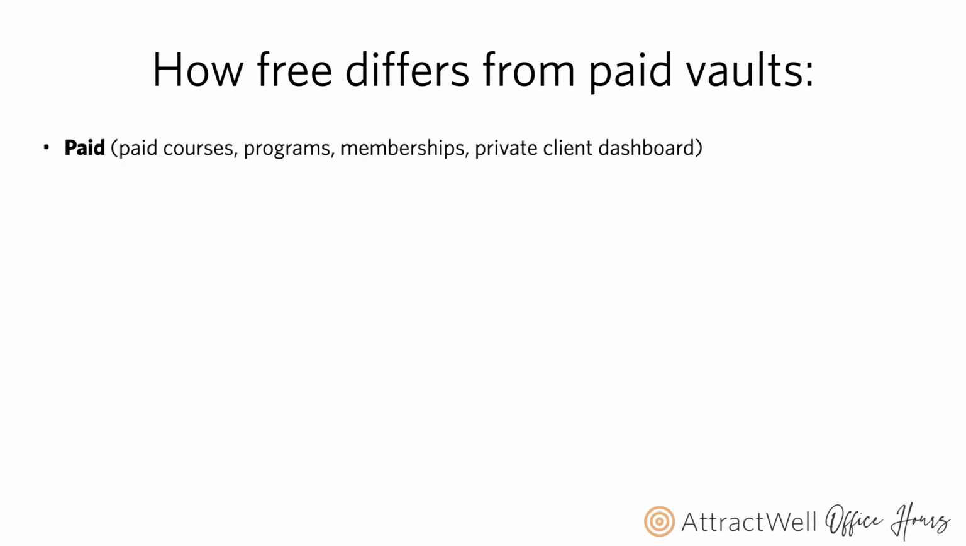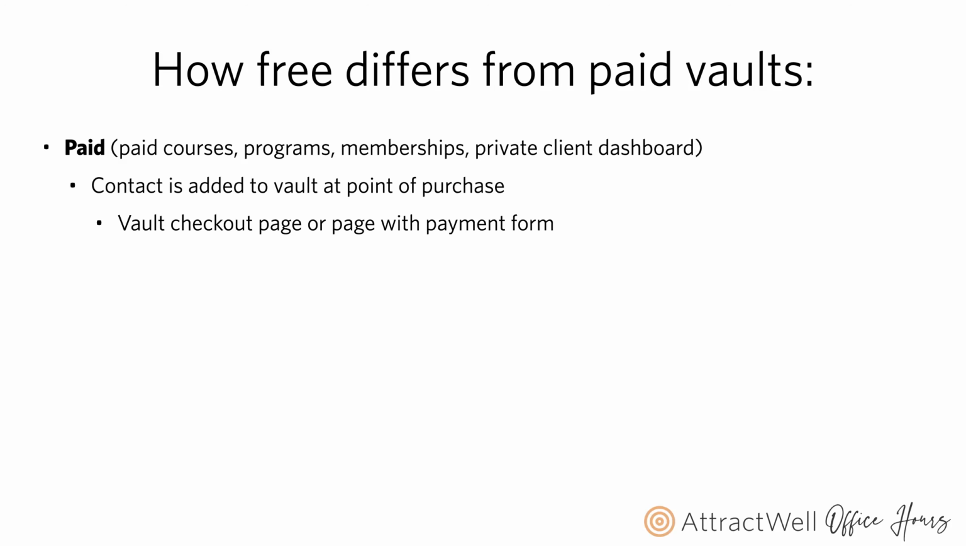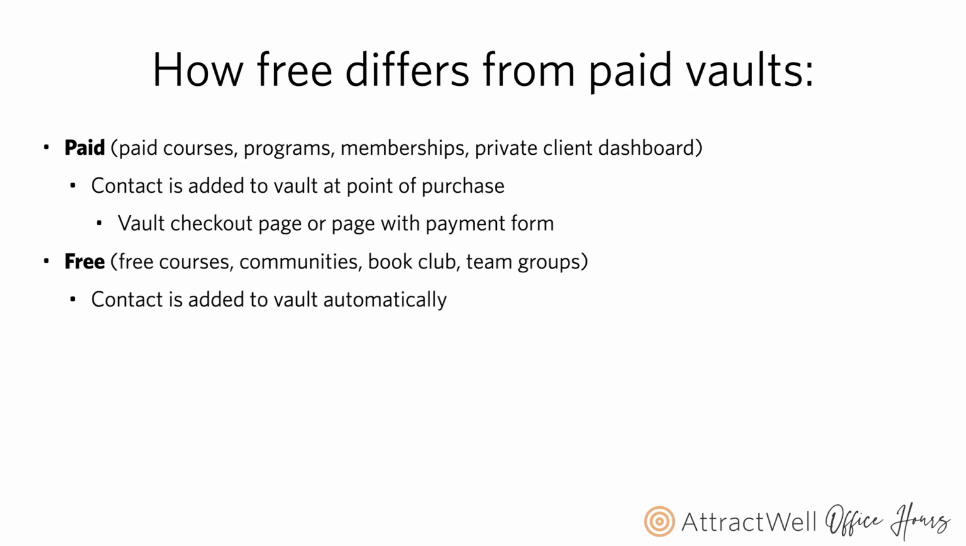So there's a few things that are a little bit different with the paid versus free. So first, if you've got a paid vault where you've got maybe a course, program, membership, or private client dashboard, you're going to be adding that contact to the vault at the point of purchase, right? So it's going to be on a vault checkout page or a page with a payment form, or maybe even a listing in your store. But for a free vault, and that's going to be for things like courses, communities, book clubs, team groups, right? Anything that you would allow people access to for free, the way that contacts are going to be added on an automated basis is going to be after opting in on a landing page or a page with a form.